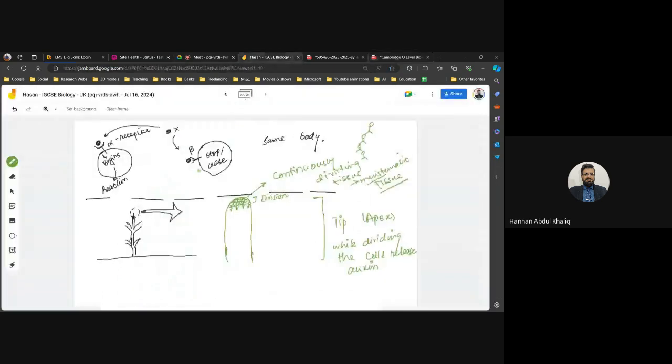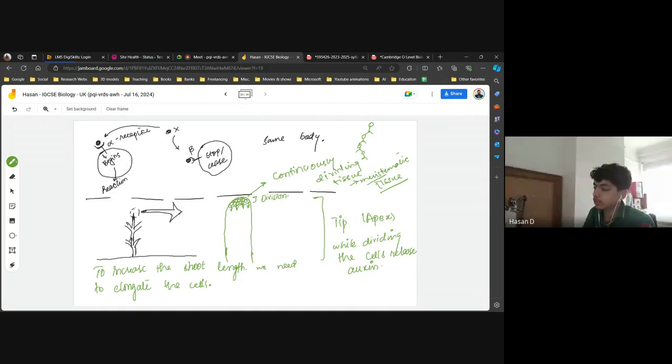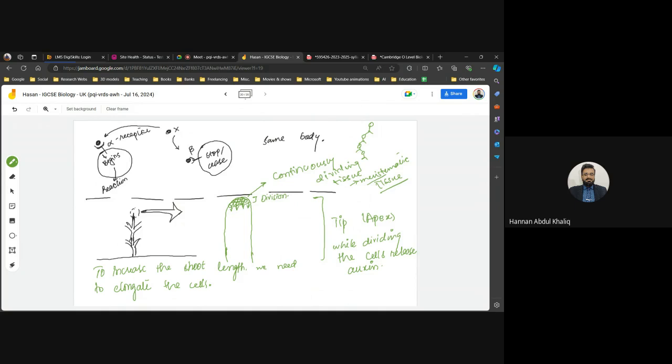See, whenever you are going to try to increase the shoot length, we need to elongate the cells. Simply giving an example, how do humans gain height? Can you tell me that? Cell growth, like cell regrowth.